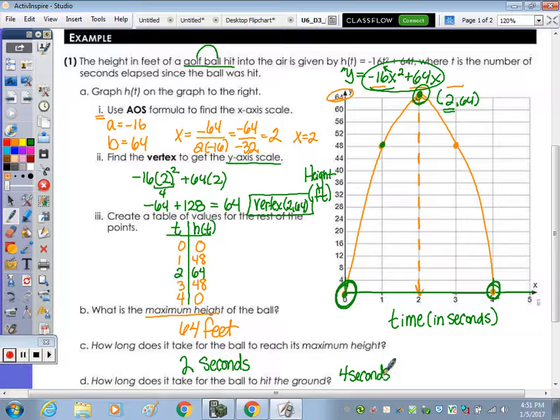For how many seconds is the ball more than 48 feet up in the air? So I'm going to take a highlighter, and highlight that part of the curve where the ball is more than 48 feet. So here's 48, so it's right here. So more, we go down, so 1, go down. So E, for how many seconds? So for 2 seconds.